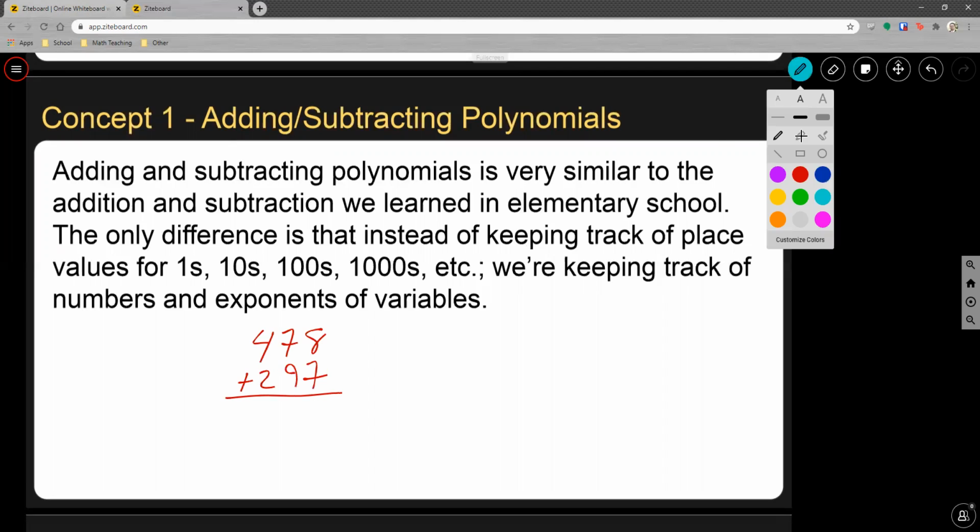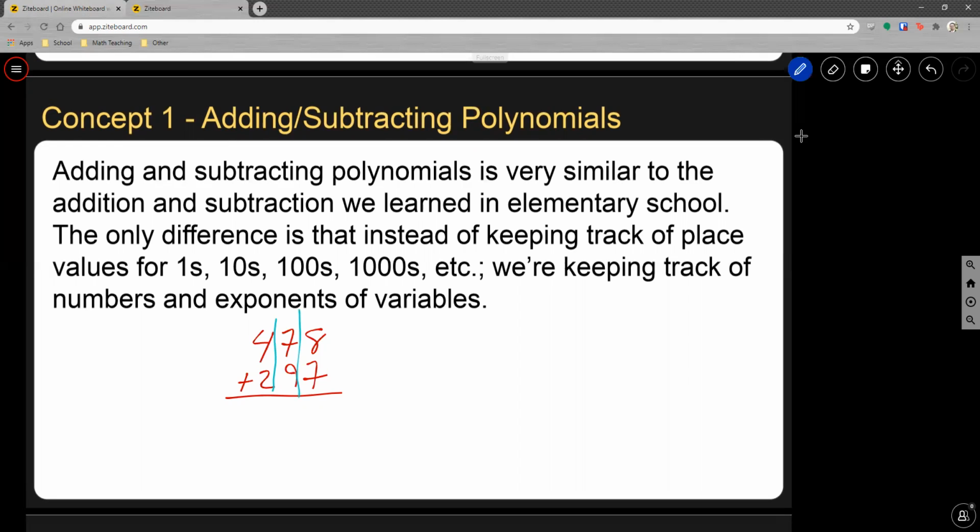we have to keep track of our place values, right? We have to add the ones and the ones, the tens and the tens, and the hundreds and the hundreds. Using our addition algorithm, I add 8 plus 7, I get 15. I put the 5 because that's my ones place, and I put the 1 over here for my tens place. Then I add that column: 1 plus 7 plus 9 gives me 17. I put the 1 from the hundreds place in the hundreds column. The 7 is representative of the tens place. And then I add again: 1 plus 4 plus 2 gives me 7, and I get 775.